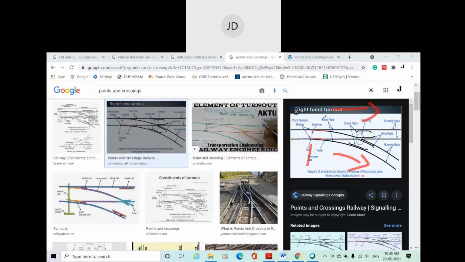Fine. So even in this part there is a possibility of creep. Because of the action of creep, this whole section may also fail. So the effect of creep can also damage or affect the point of crossing section of a railway track. Clear?